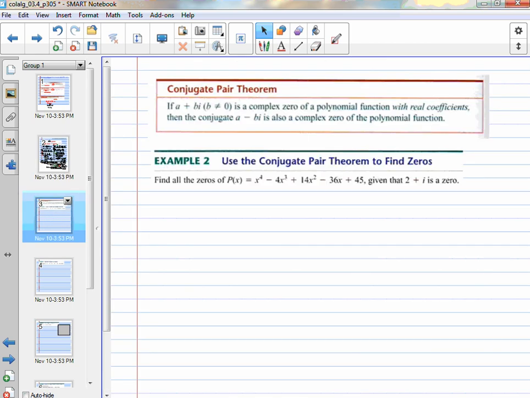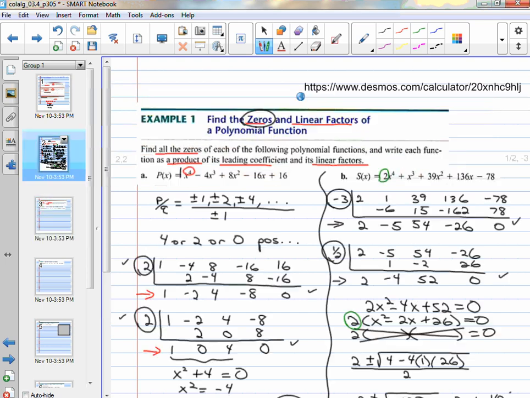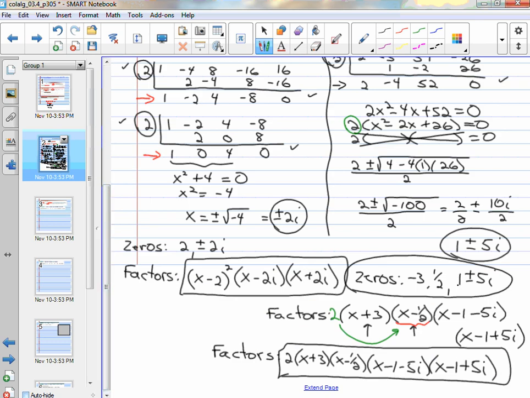Conjugate pair theorem says if one of your zeros is a complex zero in the form of a plus bi, you know it will have an a minus bi as well. Let's back up here. Notice we had a 1 plus 5i. What else did we have? A 1 minus 5i. They always occur in pairs, conjugate pairs. It just means one time we're adding, the other time we're subtracting. Back here we actually do 2. This could be written as 0 plus 2i, 0 minus 2i. Anytime you have a complex zero, they always occur in pairs. There's always 2 of them, anytime you have it.